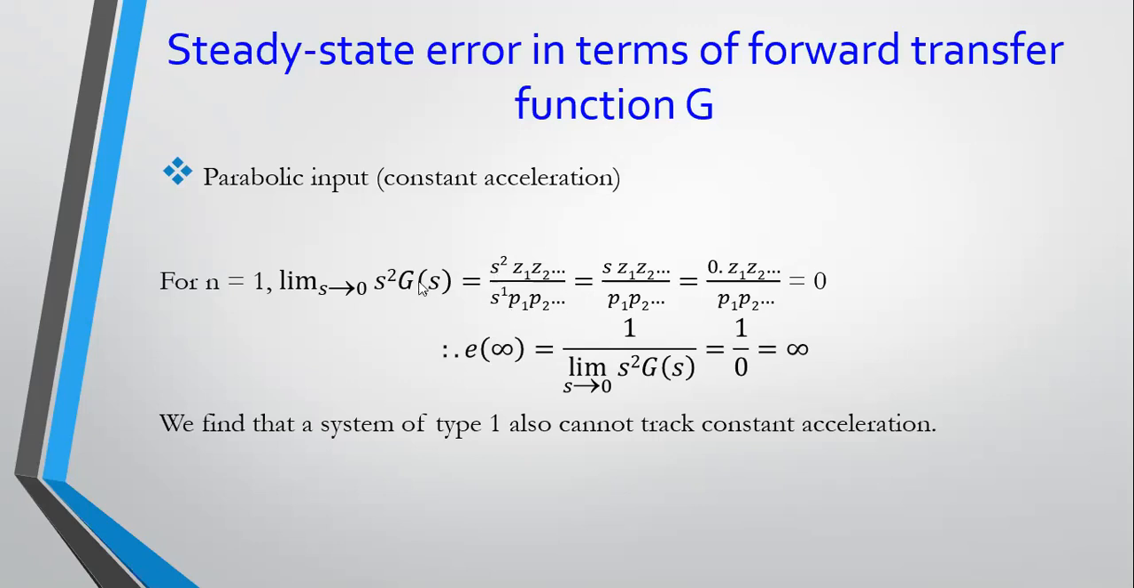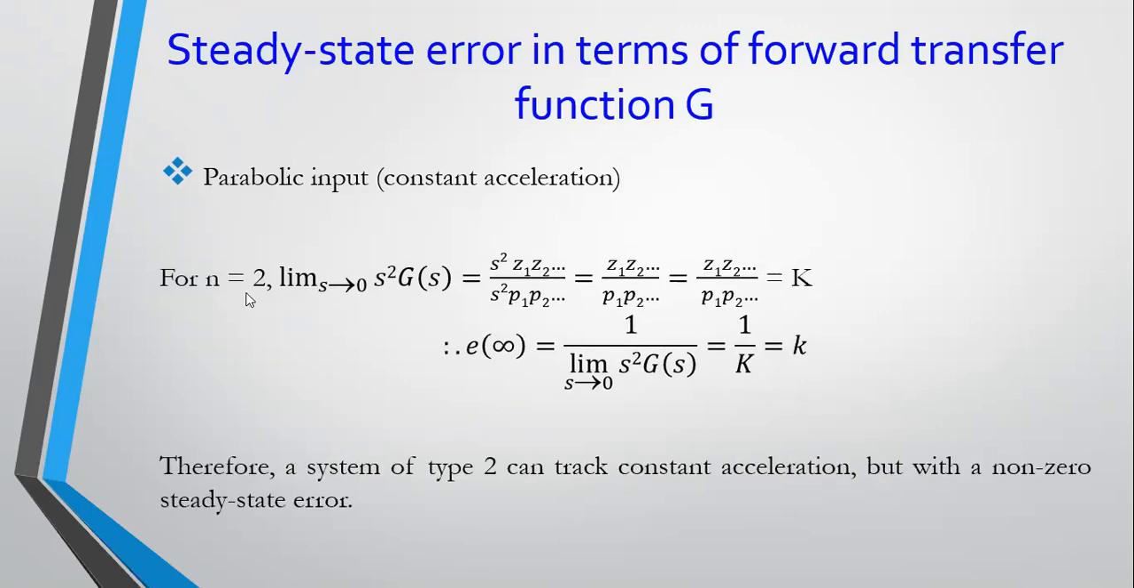Now, if you increase the type to 1, we find that even there, you had an s squared in the numerator from the s squared here, but now it's type 1, so you have s to the 1 here, and you get an s remaining in the numerator. When you put that to 0, it gets 0. 1 over the limit gives infinity. So again, a system of type 1 also cannot track constant acceleration.